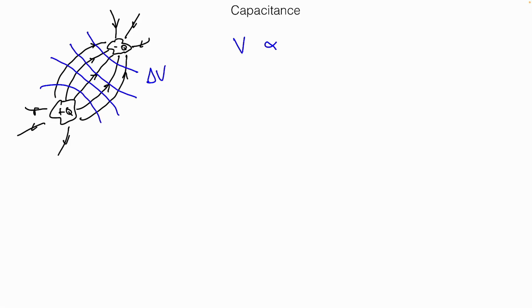So are voltage and charge directly or inversely related to each other? They're directly related to each other, aren't they? But I've got a fishy symbol in there. The reason I got the fishy symbol is, can I just write this?